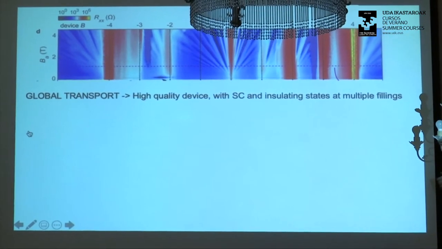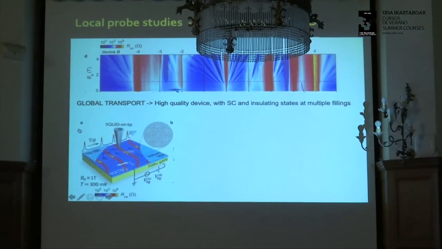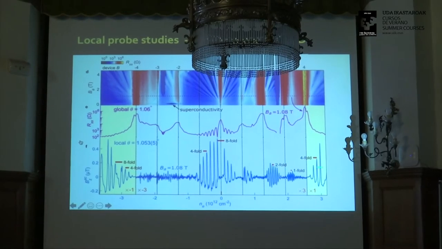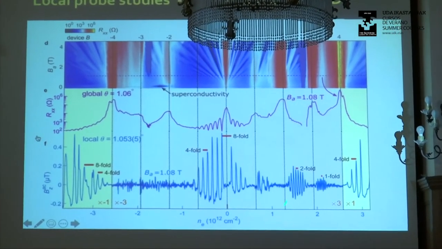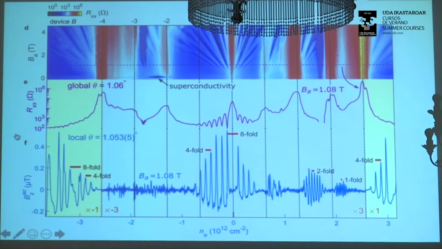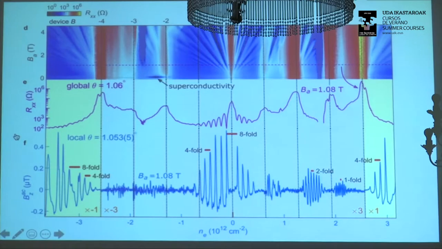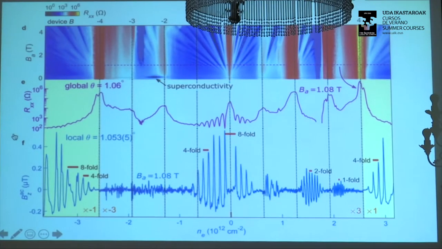The type of traces, if you park at a given spot on the sample and you do Landau level spectroscopy, you measure traces like this. This is resistance, and this is the magnetic field signal from the scanning nanoSQUID. This is complicated, so I don't want to explain too much. Let me just say that all these peaks are the Landau levels in the system at very small magnetic fields, much smaller than we can resolve properly in transport. The separation between these Landau levels tells you the degeneracy.